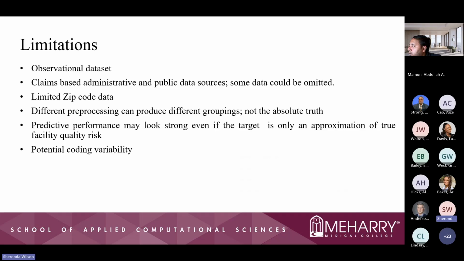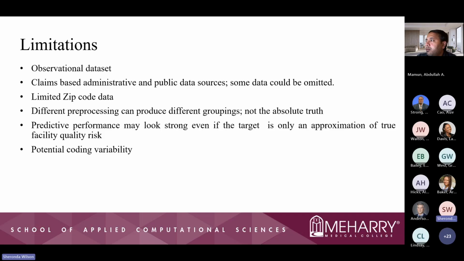So there were several limitations in this. This was an observational study using claims-based administrative data. Again, those administrators had to upload their information into a system and self-report this information. Some variables may be missing or underreported because there is no set structure for Medicare right now to report these things. Zip codes were limited in some areas. Clustering results depended on pre-processing choices and are not the absolute truth. And so high predictive performance does not necessarily equal direct measurement of quality.